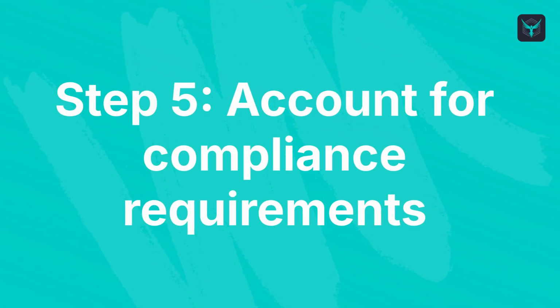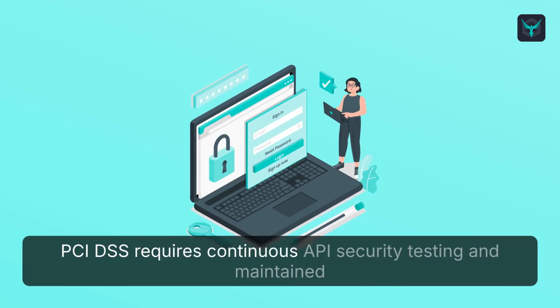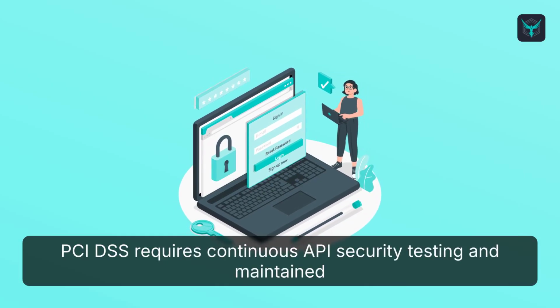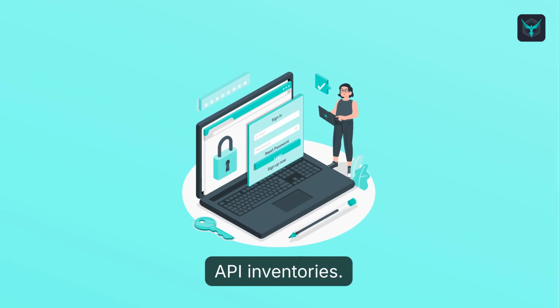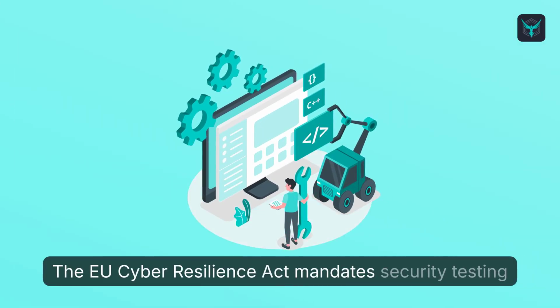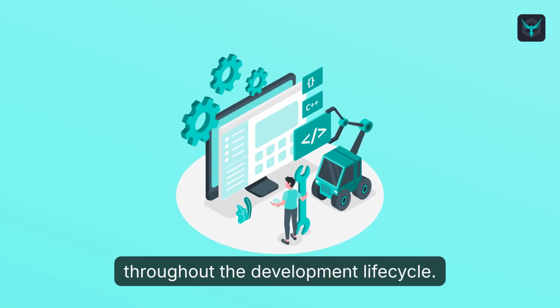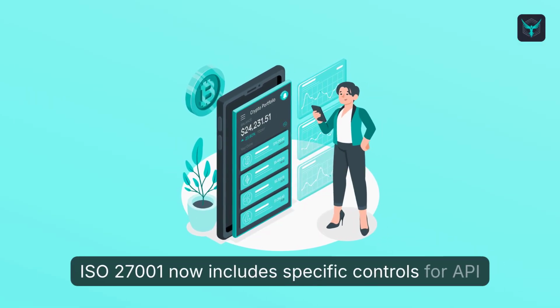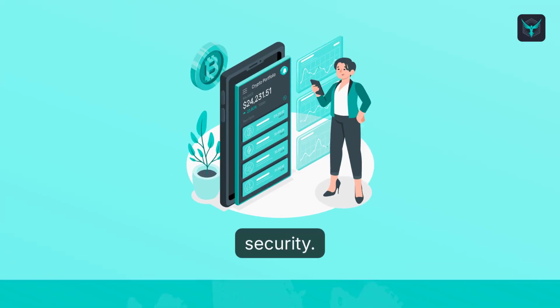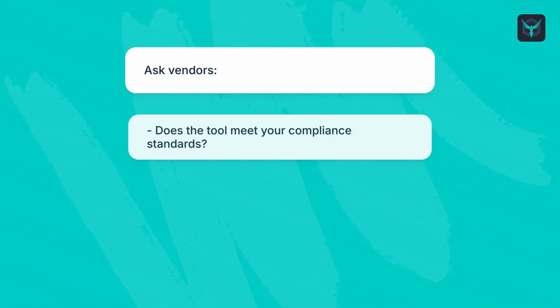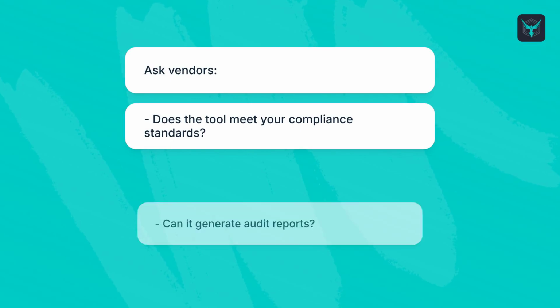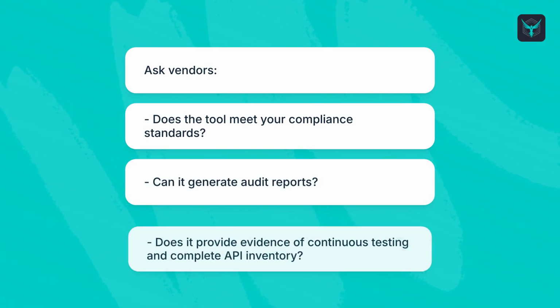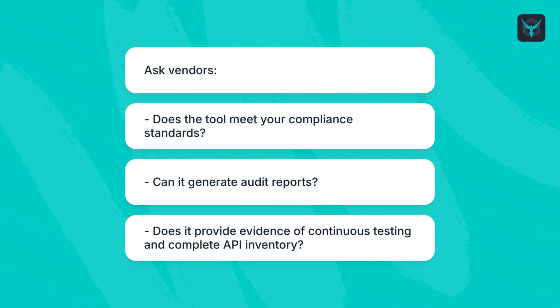Step 5. Account for compliance requirements. PCI DSS requires continuous API security testing and maintained API inventories. The EU Cyber Resilience Act mandates security testing throughout the development lifecycle. ISO 27001 now includes specific controls for API security. Ask vendors, does the tool meet your compliance standards? Can it generate audit reports? Does it provide evidence of continuous testing and complete API inventory?